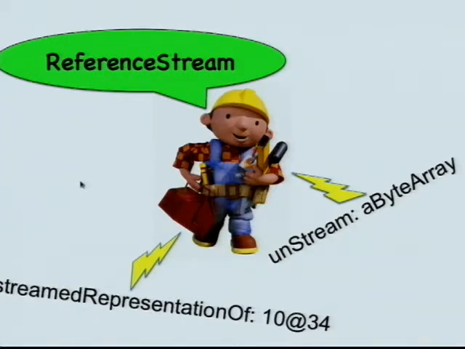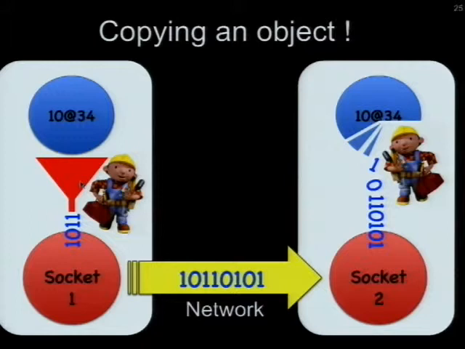You have two messages to know. One is streamRepresentationOf. You send this message to the class ReferenceStream, and then you get a sequence of bytes, a byte array, and then you send this byte array through the socket, and at the other side you send the message onStream with your byte array to the local ReferenceStream class, and then you end up with a copy of your object. I insist on the idea that it's a copy of the object. So at the end, you have the object and a copy on both sides.